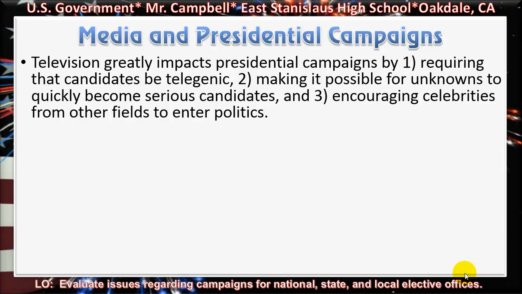And 3, encouraging celebrities from other fields to enter politics. And that oftentimes happens. It makes it very easy. We've seen it time and time again. Ronald Reagan was a well-known movie actor before he decided to go into politics. He would go on to become governor of California and, of course, a two-term president of the United States. Arnold Schwarzenegger entered politics. He became a governor of California for 2 terms.